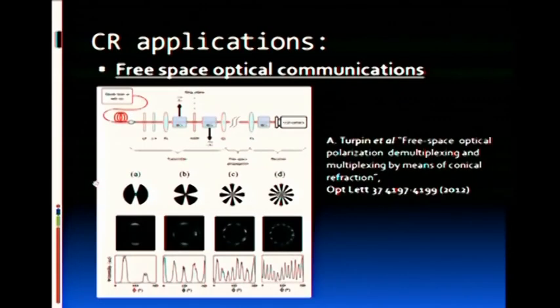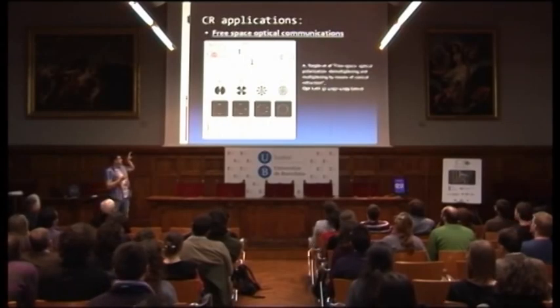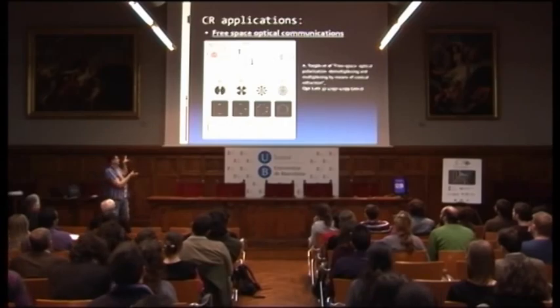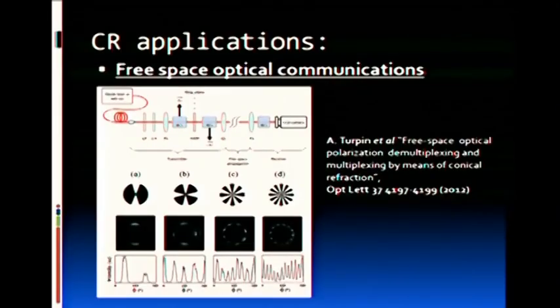Then another application that we have found is free space optical communications. In this case, what we did was select some parts of the conical refraction ring and combine them with a second biaxial crystal. Then this combined beam can travel in free space, let's say kilometers, and then a third biaxial crystal decomposes again these sectors here that, if they are modulated in time, are communication channels.